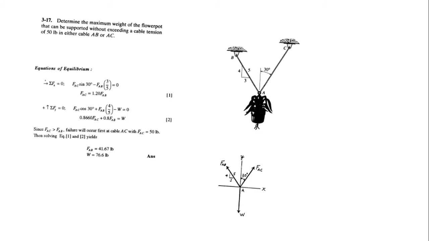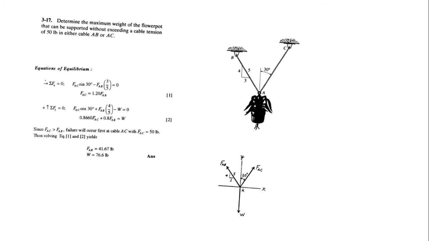Now since the force AC must be greater than the force AB, failure will occur first at the cable AC. Because AC is greater than force AB, the chances are it might fail over there. So failure will occur first at cable AC with force AC equal to 50 pounds. So the tension must not exceed 50 pounds.